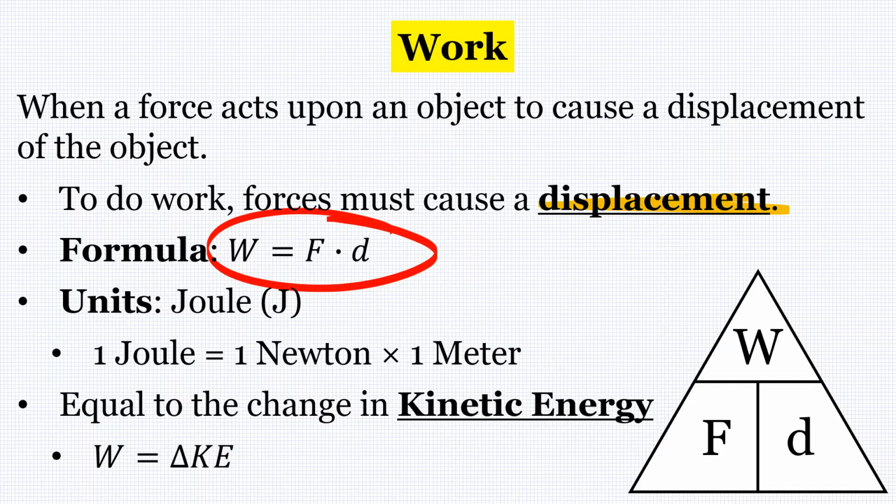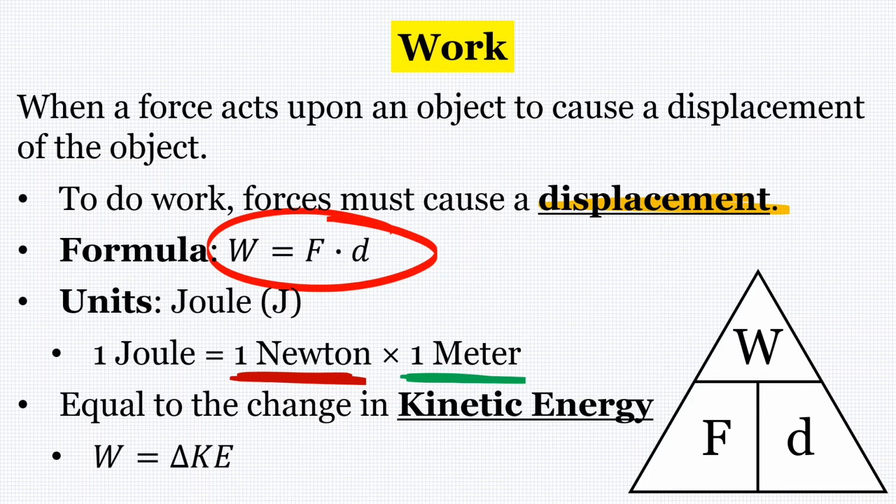The units of work are the joule, and this is not the grocery store or what you would go to Jared or Kay Jewelers to pick out. 1 joule is equal to 1 Newton times 1 meter. So if you think about it, the units for joules are basically the units of force times the units of distance. But rather than writing out Newton meters, we have a new unit called the joule.